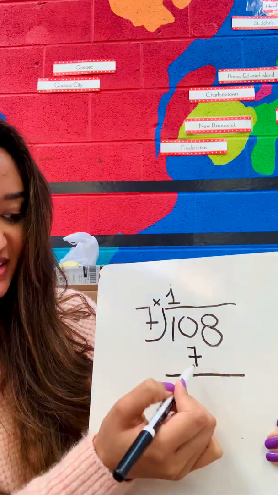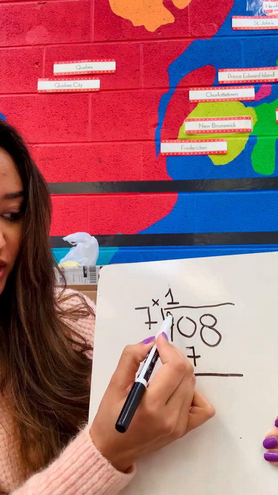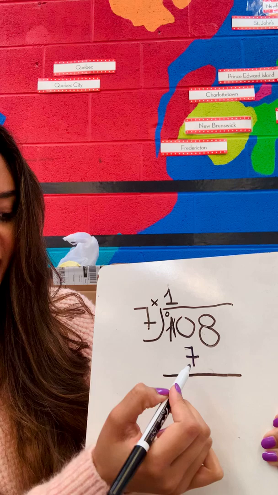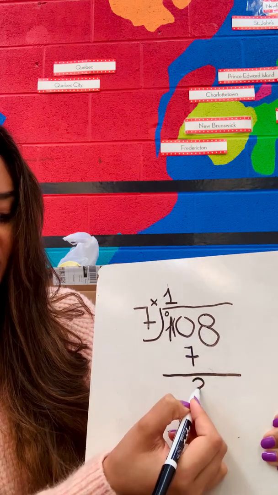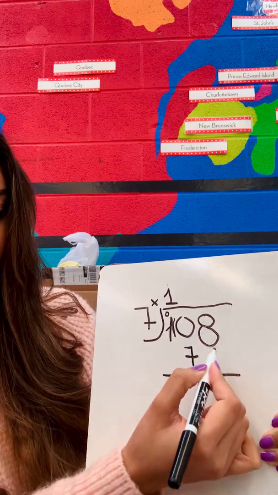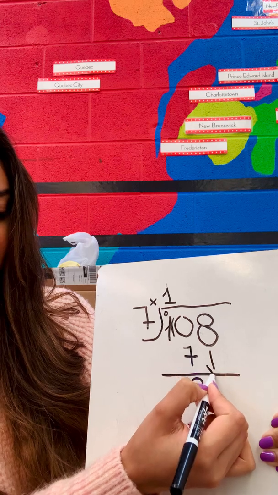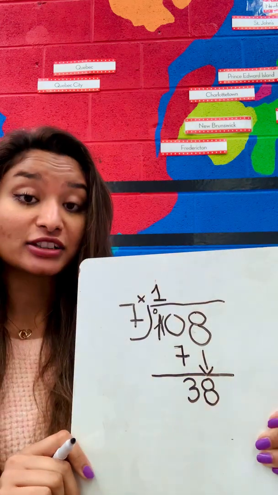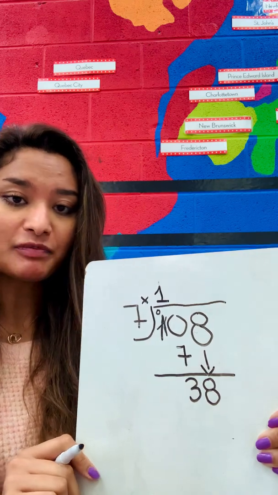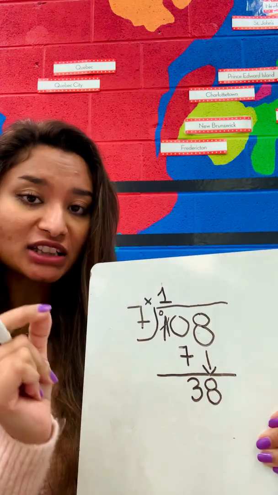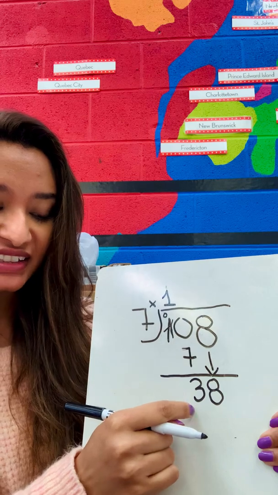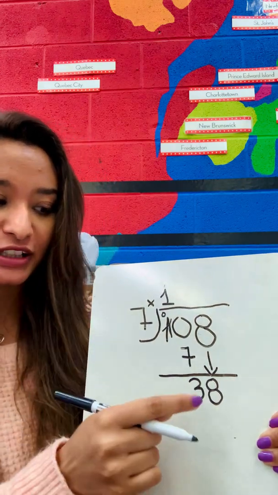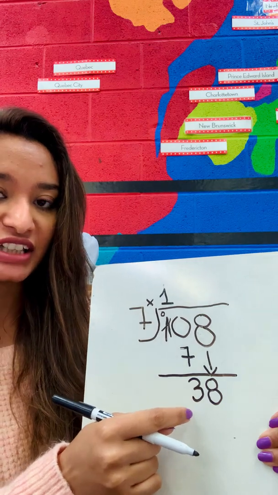10 take away 7, or if you want to do it this way, I borrow, it becomes a 10. 10 take away 7 is 3, right? Then I bring down my 8. Right? I go back to my 7 times table and I look for a multiple of 7 that is either 38 or smaller than 38. It cannot be bigger than 38.